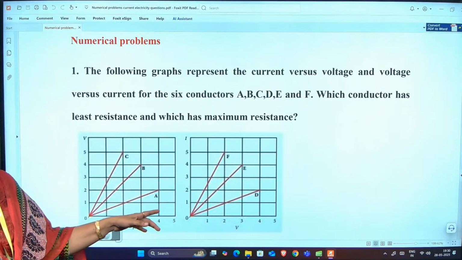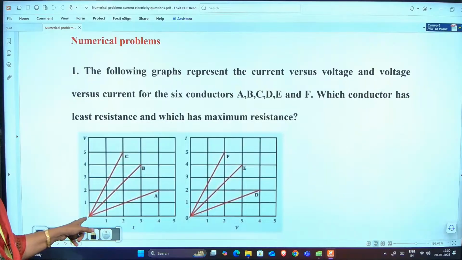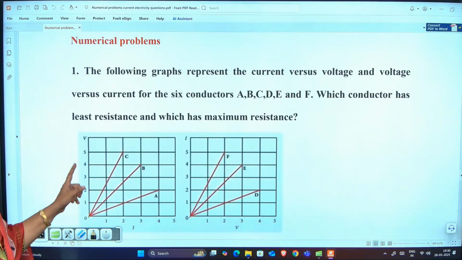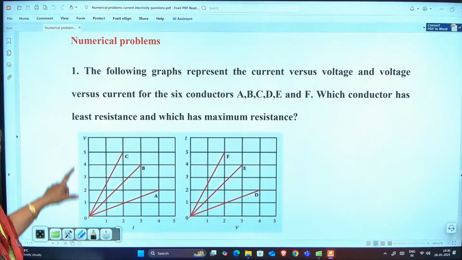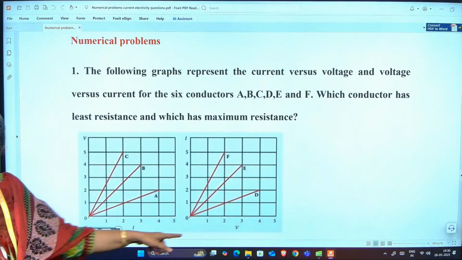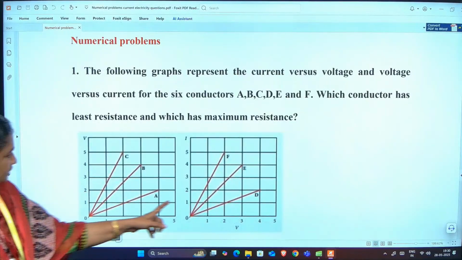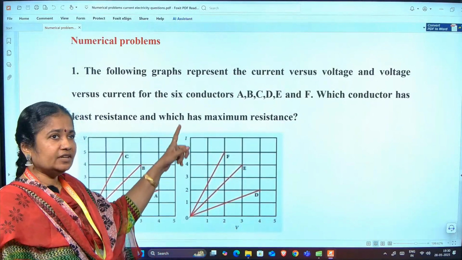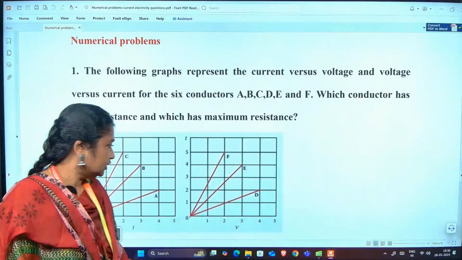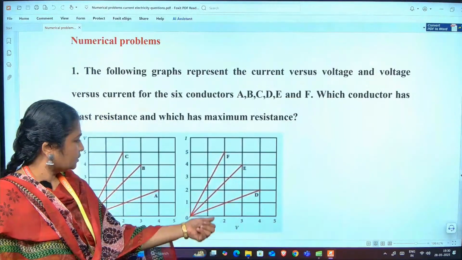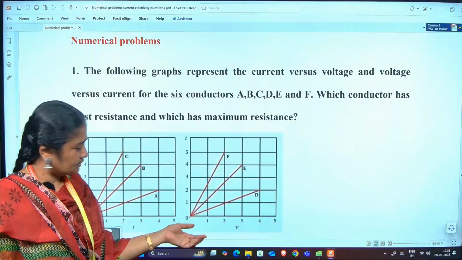In this graph, you have to calculate the resistance of all the 6 conductors. Find the slope. In the earlier graph, you can directly get the resistance by finding the slope, because on the y-axis you have V and on the x-axis you have I. So V by I will give you directly the resistance. But in this graph, they have given I value on the y-axis and V value on the x-axis. So you have to calculate the slope, or the reciprocal of the slope will give you the resistance.